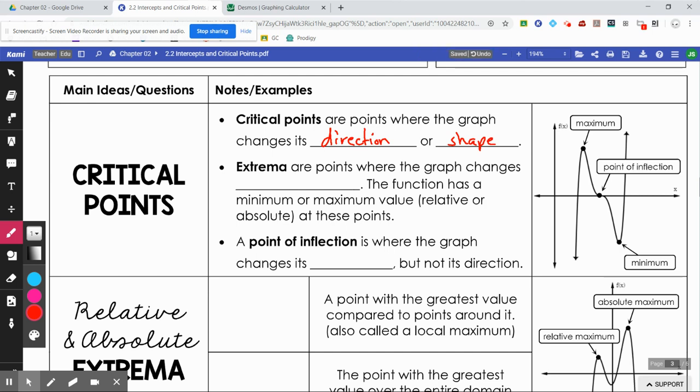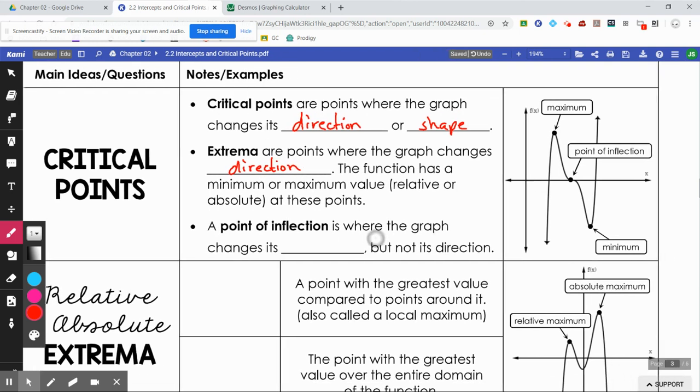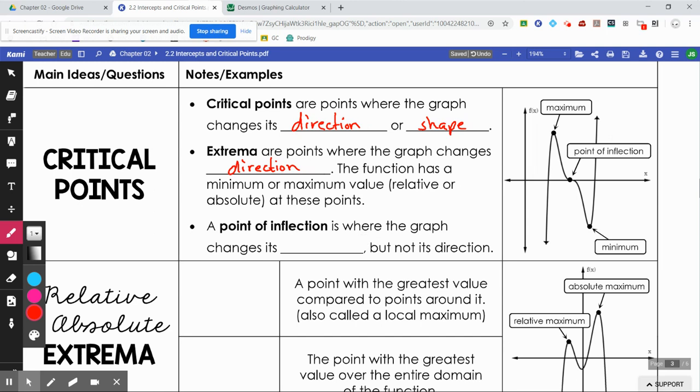Extrema are points where your graph changes direction. The function has a minimum or maximum value, relative or absolute, at these points. So you can see your graph was going up, now it's going down. That's a maximum. Your graph was going down, now it's going up. If it changes its direction, that's called an extrema or an extreme value.